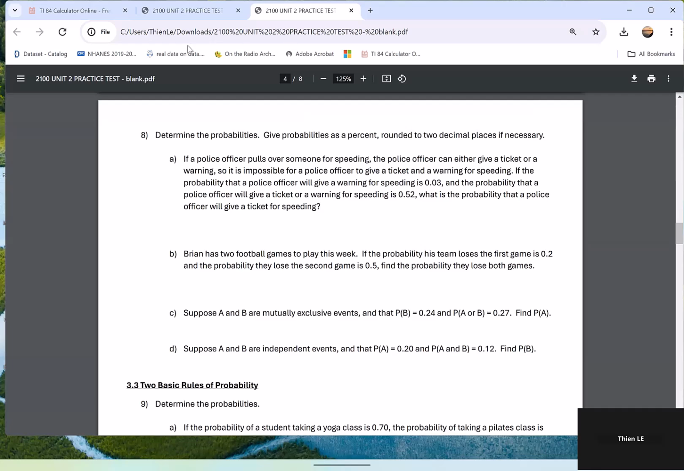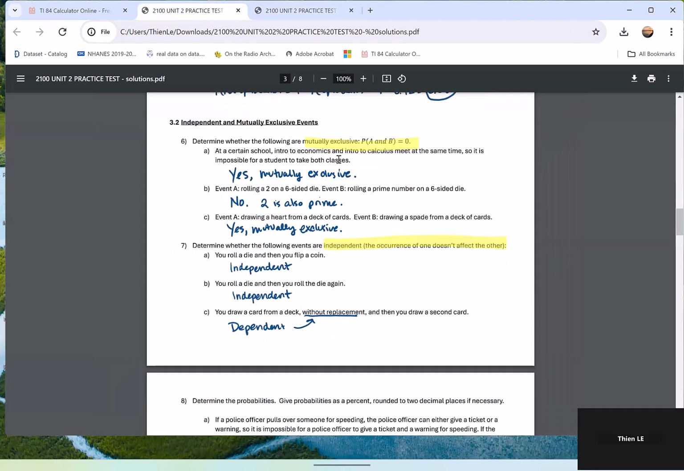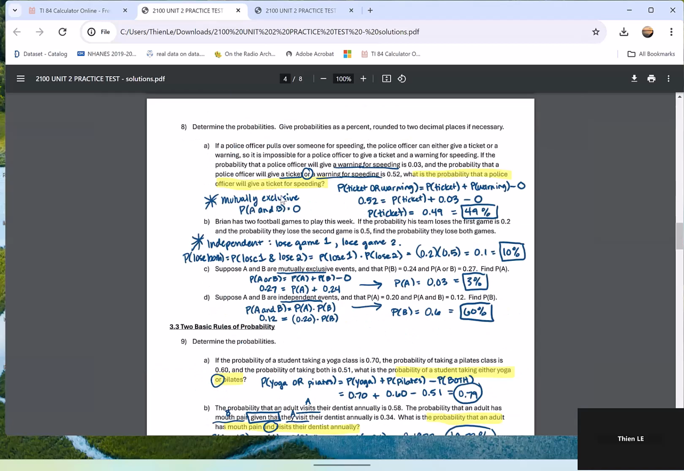So let's check the solution here. They're mutually exclusive. Ticket or warning is 0.52 and the warning is 0.03. And the ticket will be the remaining, which is 0.49. And if they ask for percent here, you just make it 49%.